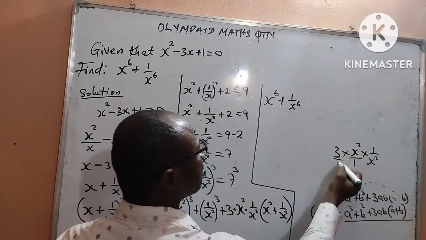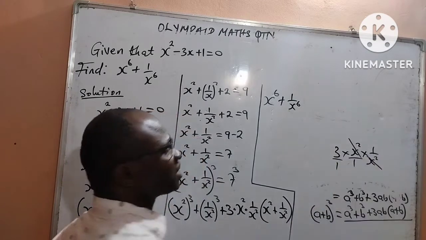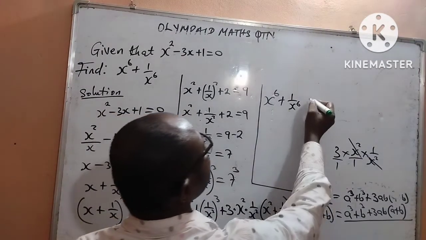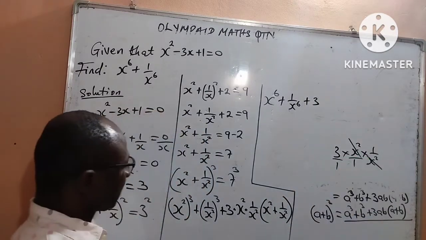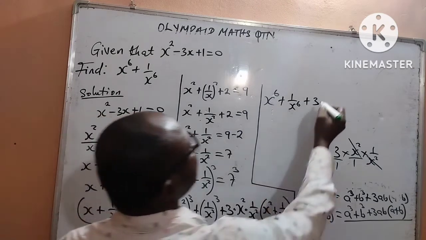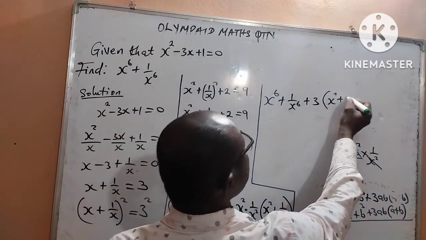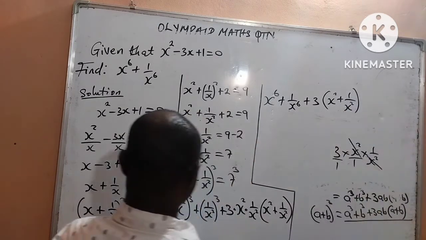This is just like over 1. This is over 1. Which means that this x to the power 2 can cancel this x to the power 2, leaving me with 3 outside this bracket, because this times this is 1. Beautiful. And inside the bracket I still have left my x to the power 2, then plus 1 all over x to the power 2, all in bracket.